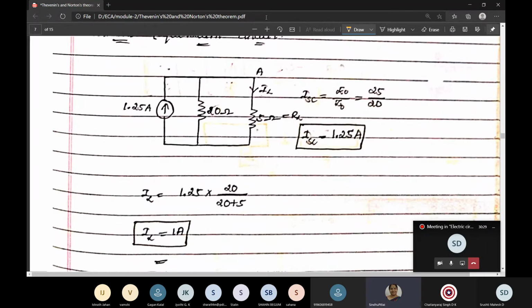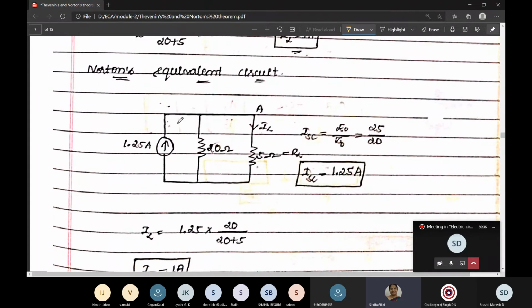Okay. After finding the short circuit current, you can find out the load current also. That also will remain as 1 amp only. That is main current into resistance of the opposite branch divided by sum of resistances. This current is nothing but the short circuit current. It is called Norton's current.